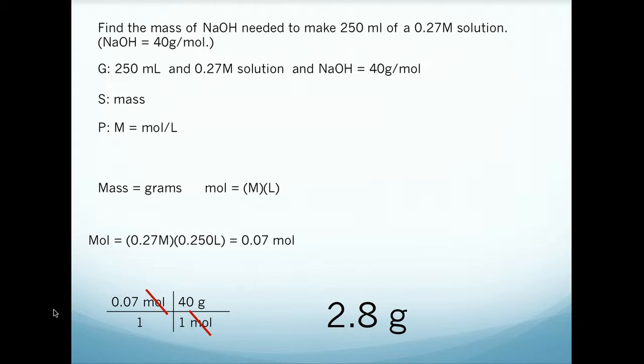So we dissolve 2.8 grams of sodium hydroxide into 250 milliliters of a solution, the liquid water, and we're going to get a 0.27 molar solution.